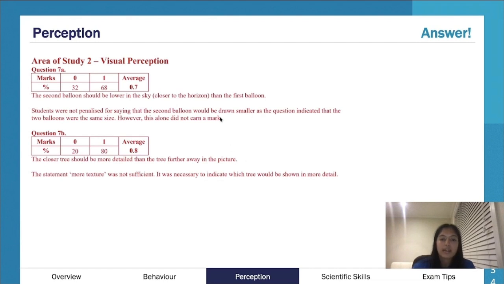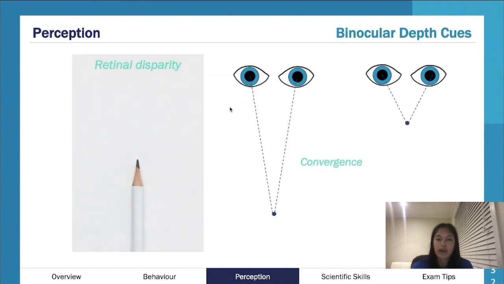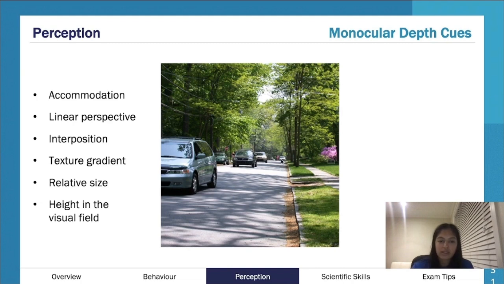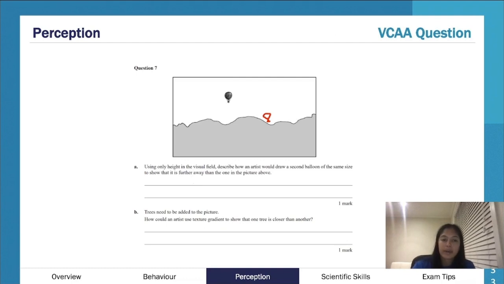You can say something about them being drawn smaller as well, which we kind of talked about with this car and this car. It fits into this idea of relative size, but also height in the visual field, because this is closer to the horizon, but it's obviously also smaller. You can mention that, but it said using only height in the visual field. So if you were to write something about how the thing should be smaller, you're not using the principle of height in the visual field there.